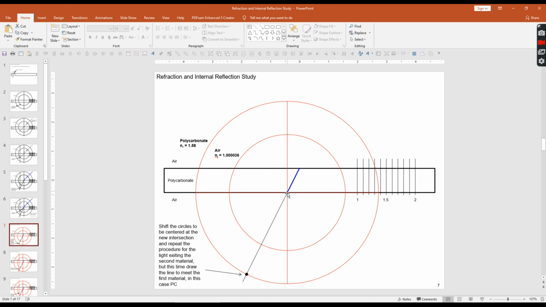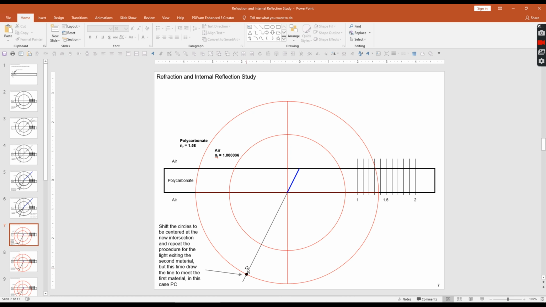Then from that point, we continue the line down to meet the polycarbonate index of refraction. And actually I would copy these down if I needed, but I'm using the same orientation of the concentric circles, so I just left those lines there.